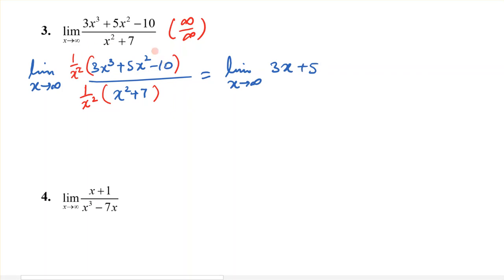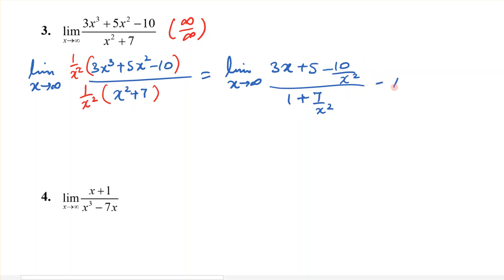And similarly, negative 10 over x squared. And here we have x squared over x squared is 1, and we have 7 over x squared. We notice that 10 over x squared will just become 0, and this factor will just become 0 as well. So let's plug in the value.